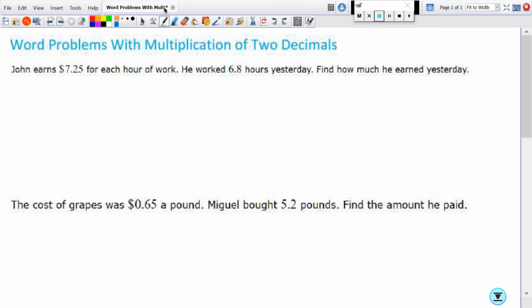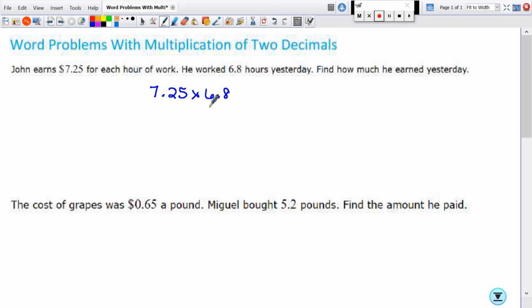John earned $7.25 for each hour of work. He worked 6.8 hours yesterday. Find out how much he earned yesterday. So we have two decimal numbers here. Normally it would be $7.25 times 6.8.